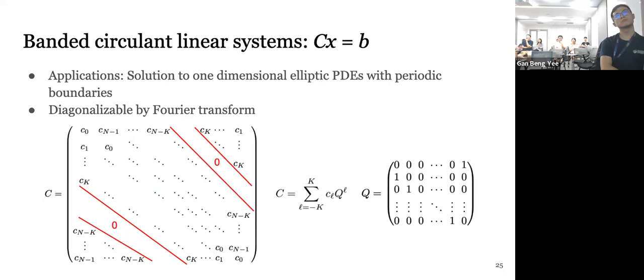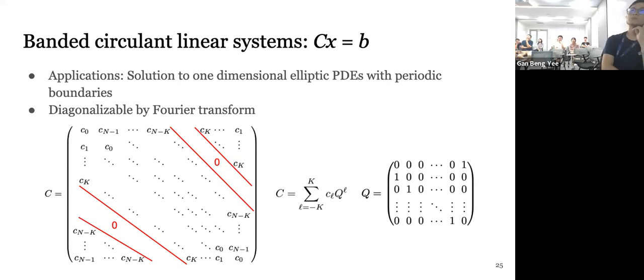linear system. Okay, so these are linear systems where the matrix A, or in our case, the matrix C, looks something like this. So you have the same value along the same diagonal. The next diagonal that circulates all over here, this part, this is all the same value. Okay, so you have C0 on the main diagonal, then you have C1 here, and then you have C2, and so on and so forth. Okay, so these are what we call circular matrices.